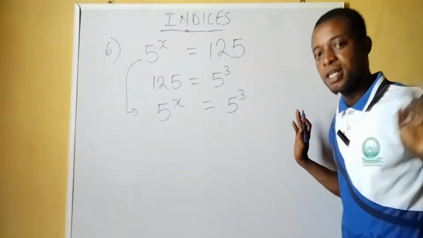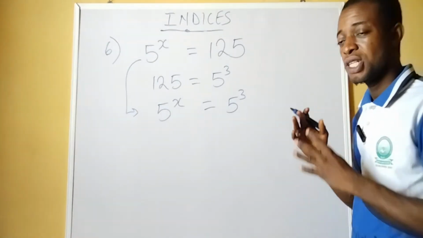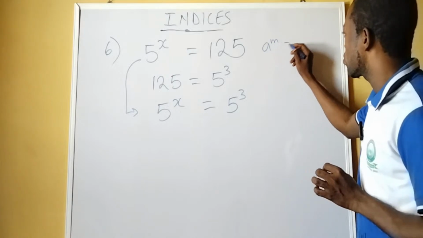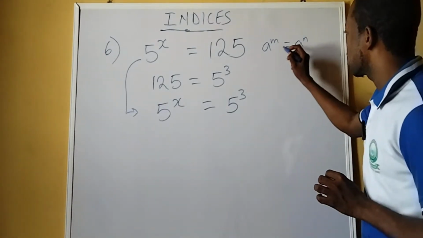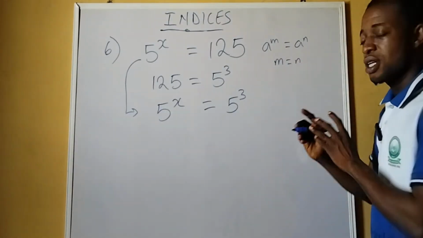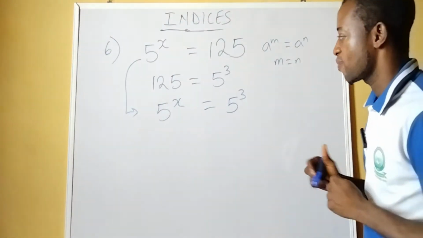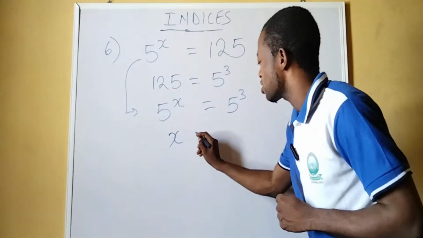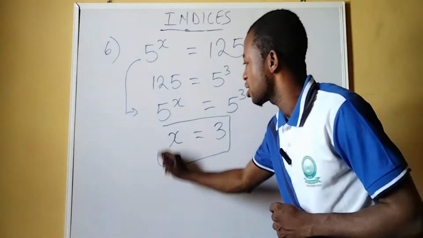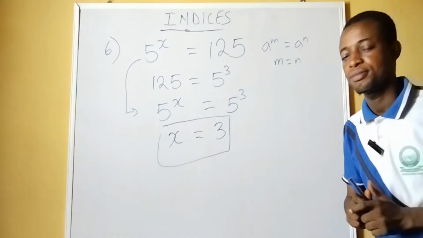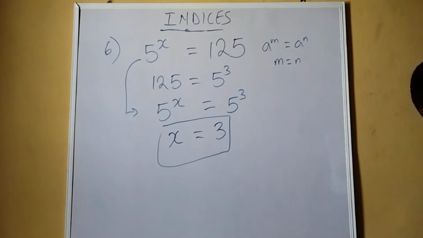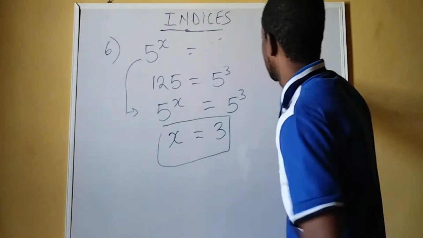And this is a direct answer now, following just a law of indices that states that if a raised to power m equals a raised to power n, here m is equal to n. Why? Same base, we equate the power. And here we have x equals 3. That's our final answer. So that is it. Okay. Now, also number 7. Let's look at number 7.